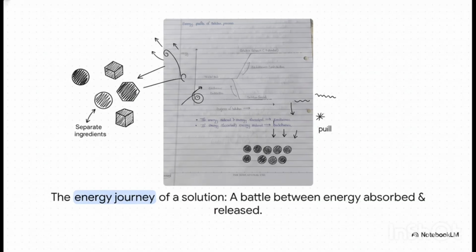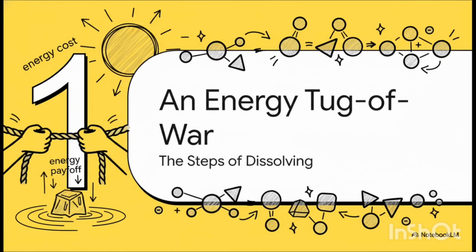Take a look at this. Dissolving something isn't just one single event. It's actually more like an energy journey. You've got your starting ingredients, right? And to get to the final solution, there's this constant push and pull. Some parts of the process need you to put energy in, while other parts actually release energy. So let's really get into this energy tug of war. The entire process, believe it or not, can be broken down into 3 totally distinct steps. And each one has its own energy cost or its own energy payoff.